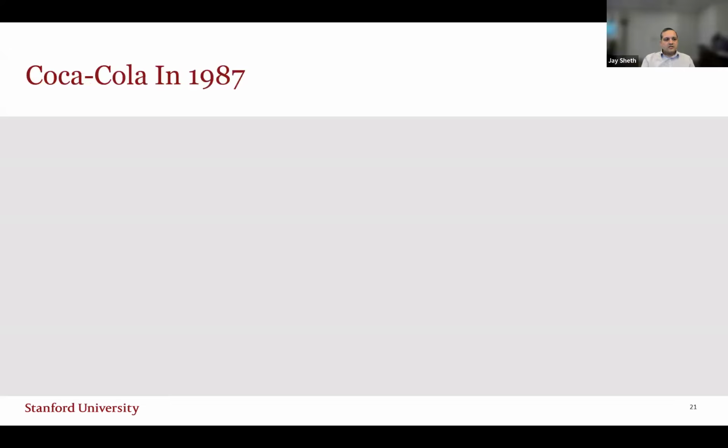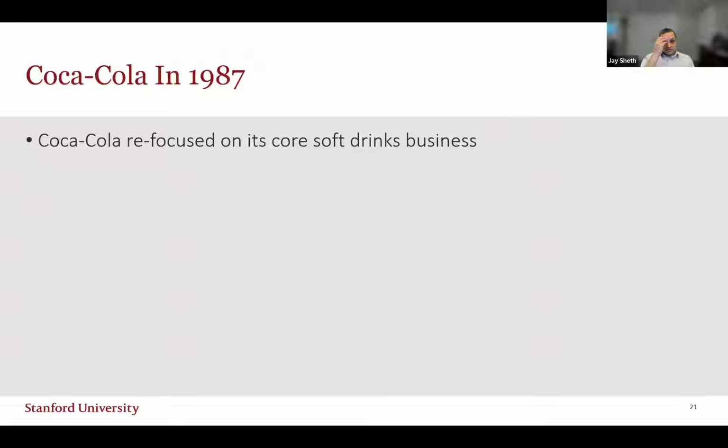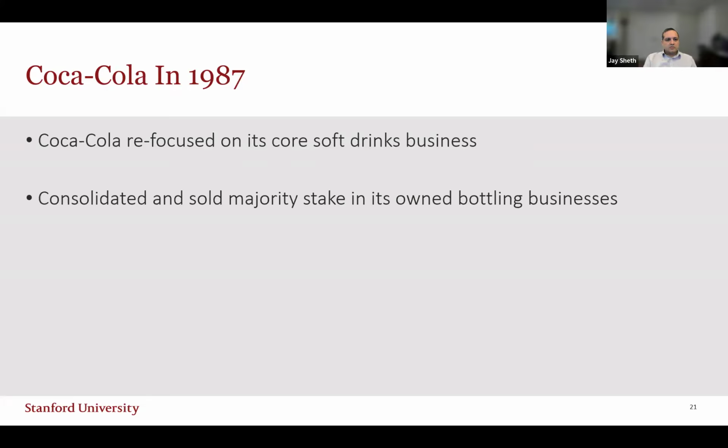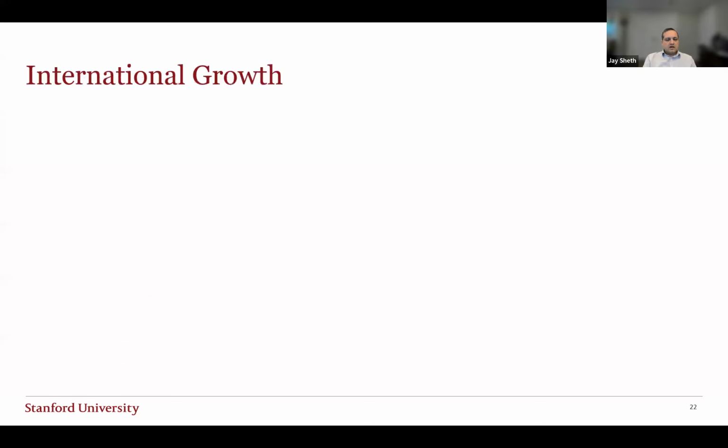So what we see is, we know that Coca-Cola was really refocused on its core soft drinks business. So they had gotten into this conglomerate business. They had gotten into owning bottlers. They've gotten into the entertainment business. They've gotten into the foods business. And they've slowly over the years gotten out of a lot of that stuff. Finally ending with the spinoff of Coca-Cola Enterprises, the bottler, as well as Columbia Pictures, the movie and TV production company. So they consolidated and sold the majority of their bottlers. They sold a majority stake in their entertainment business.